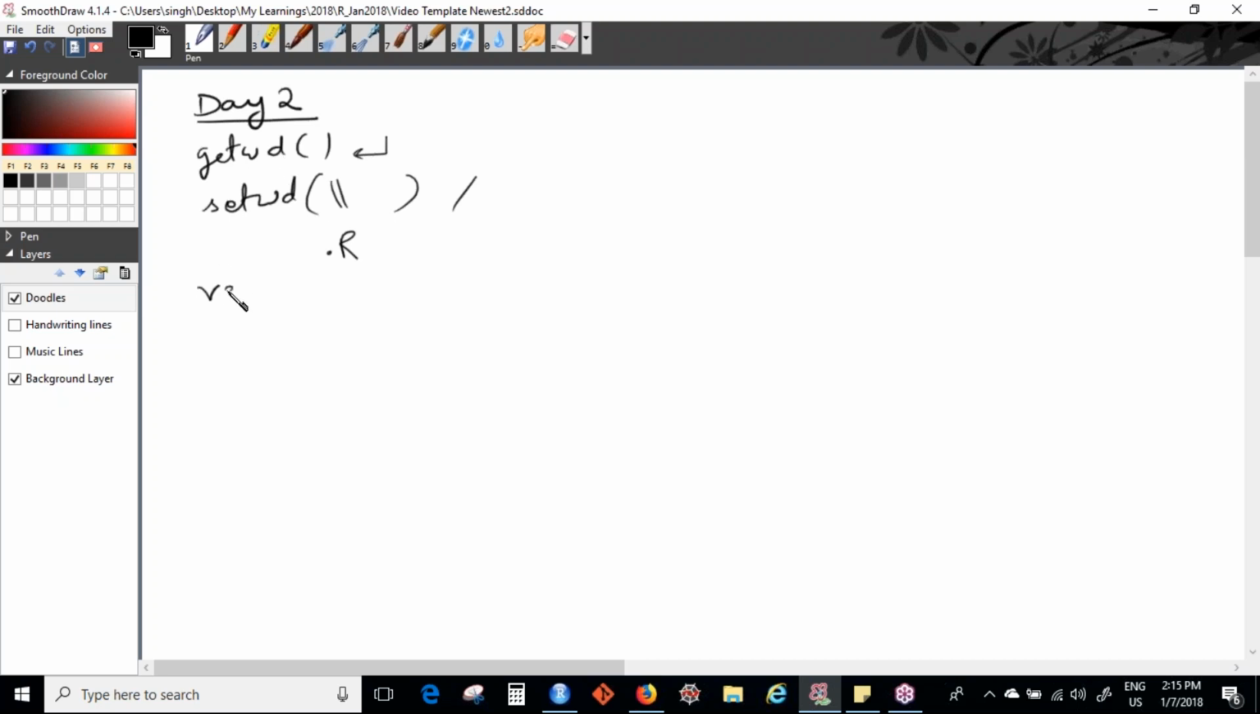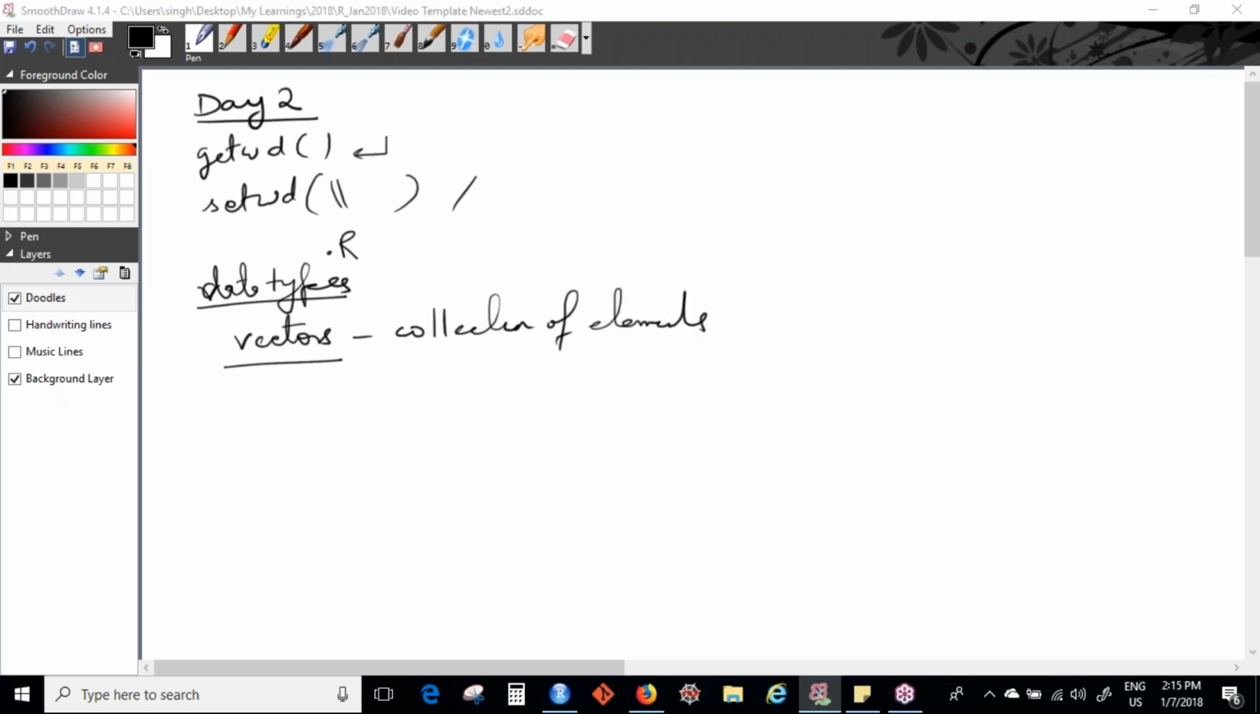Then we moved to the data types in R. The first data type that we saw was vectors. So we only saw one data type yesterday, which was vectors. Vectors are a collection of elements, and the only thing to note here is all elements should be of the same data type. You cannot have a mixture. You cannot have a floating number and a character together. Okay, all has to be of the same data type.